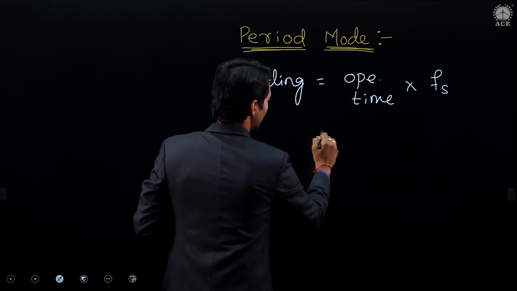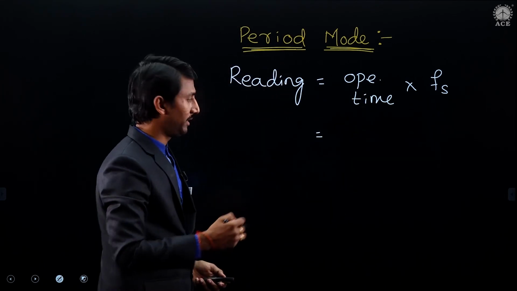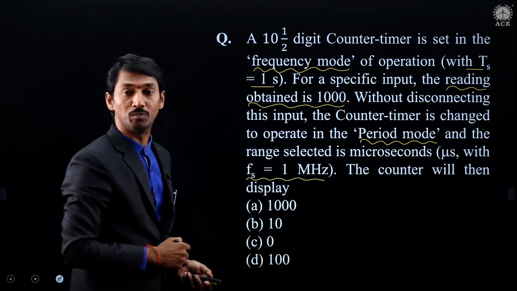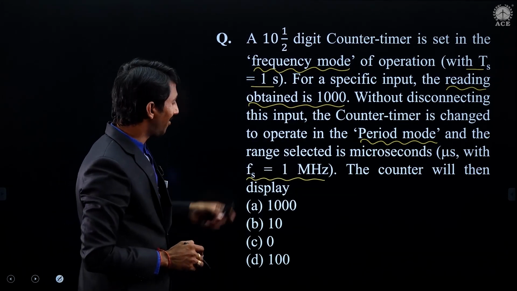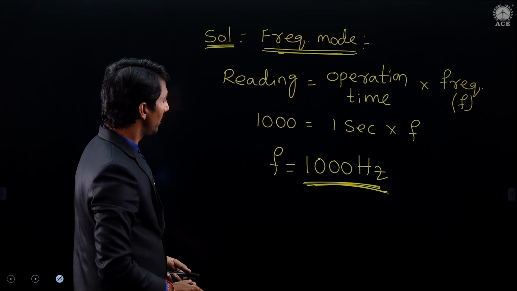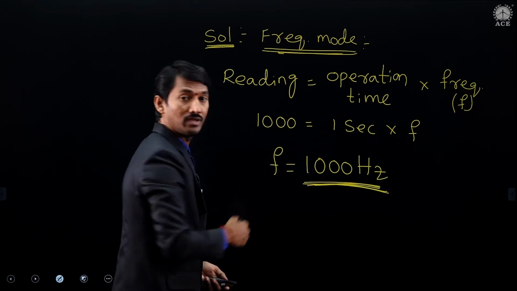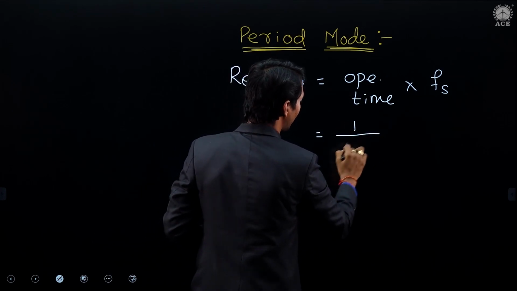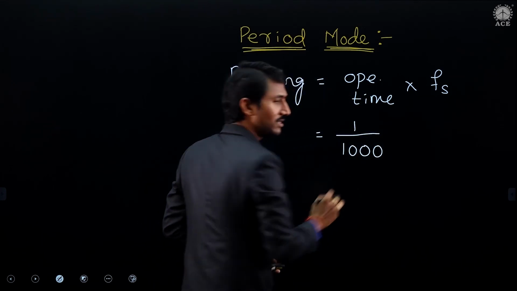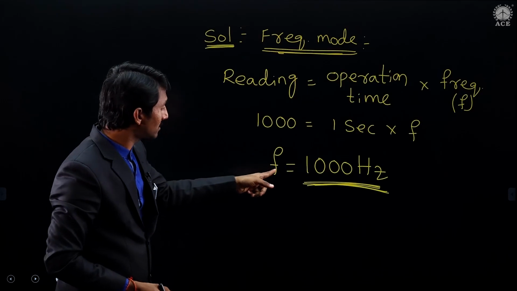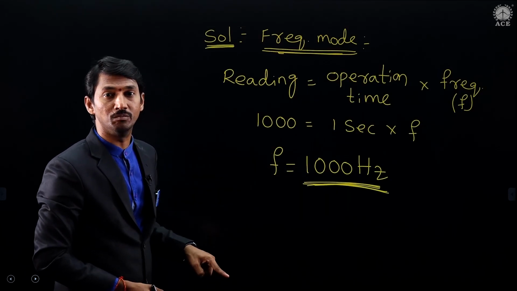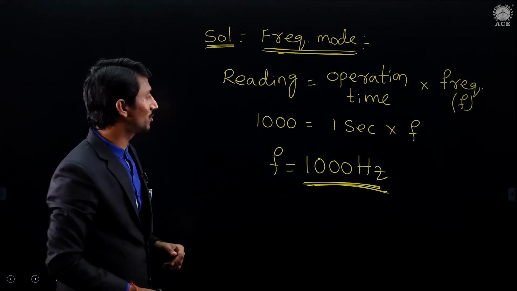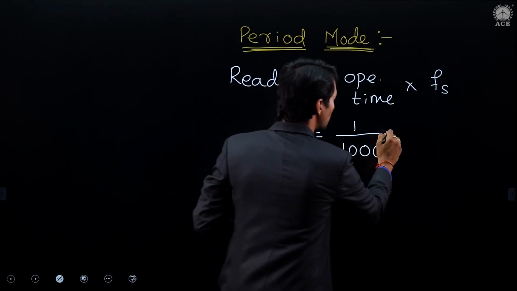What is the operation time? Here it is the same input without disconnecting, and the value given was 1000 hertz. So the operation time we can write as 1 by 1000. Why 1 by 1000? Because f is 1000 here, and to get the time we take 1 by 1000 in the second operation. So simply 1 by 1000 into.